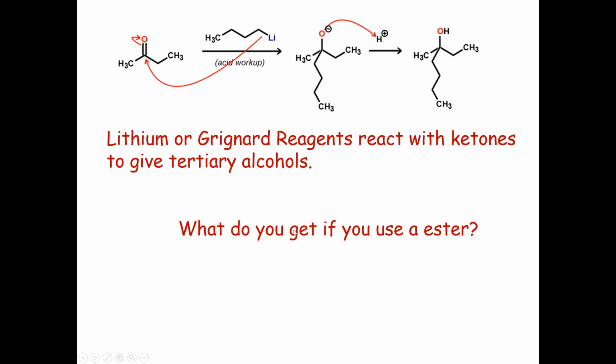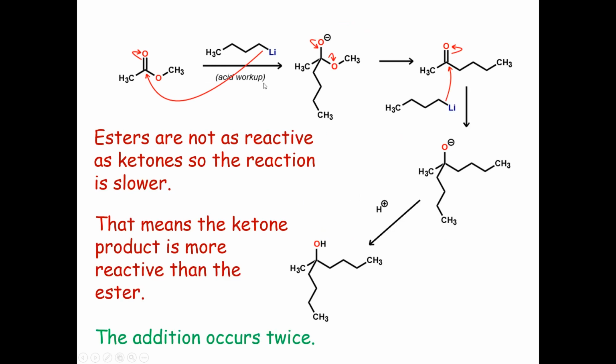Now, what happens if you use an ester for this reaction? Well, this is kind of interesting. If you react an ester with a lithium reagent, we do our addition. We form an O-, and of course, if you were doing a ketone, you'd just be done. You just protonate this. But in this particular case, the methoxide is a good leaving group, so it leaves, and you get a ketone.